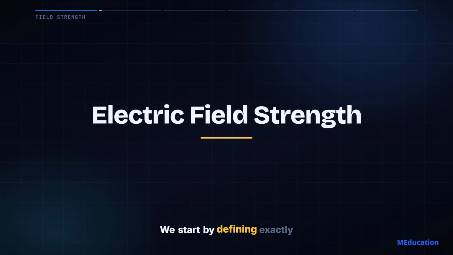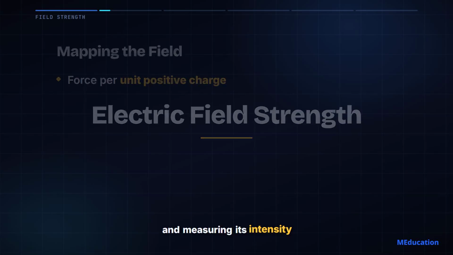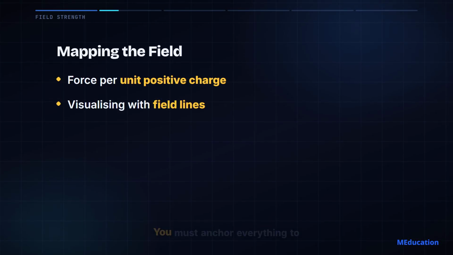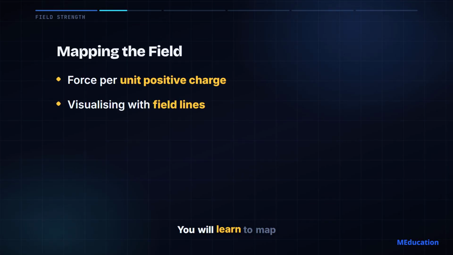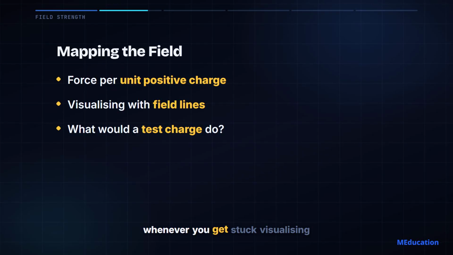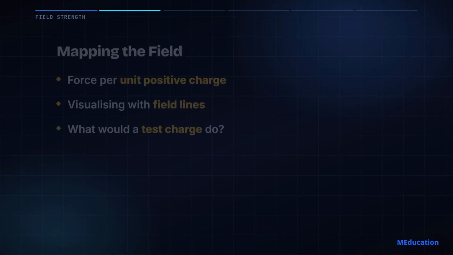We start by defining exactly what an electric field is and measuring its intensity. The Cambridge examiners are incredibly strict on definitions here. You must anchor everything to a unit positive charge. You will learn to map these invisible fields using field lines and calculate the exact force experienced by any particle that wanders into them. A great exam strategy: whenever you get stuck visualizing a field, just ask yourself, what would a tiny positive test charge do right here?